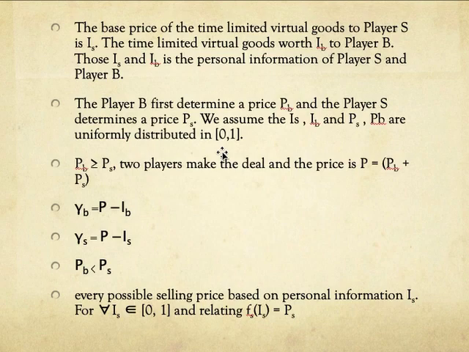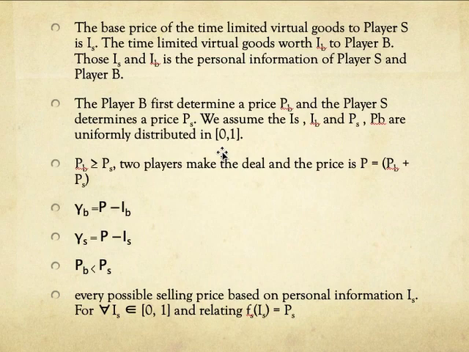So for player B and player S, they both have a base price for the limited goods, which for player S is IS and for player B is IB. Those IB and IS are the personal information of player S and player B. The player B will first determine the price he wants to bid, which is PB, and the player S will determine his price PS. We assume PS and PB are uniformly distributed in 0 to 1, related to IS and IB.